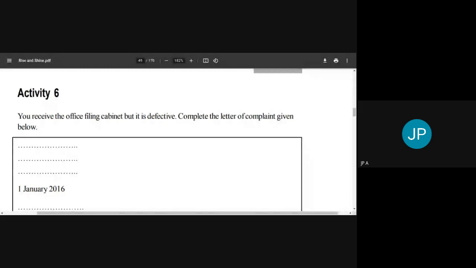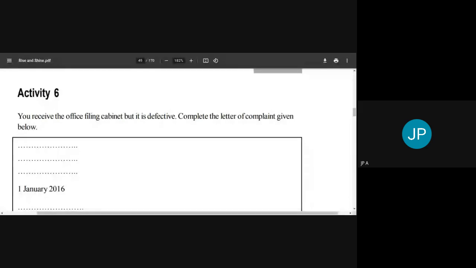defect arises in the product or the gadget that you buy, the company will repair it for you free of cost. So we should not try to give it for repairing at some repairing shop. We should actually give it back to the company and the company will repair it for us free of cost.